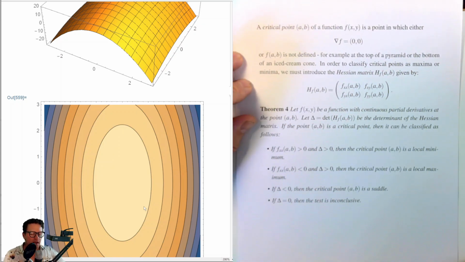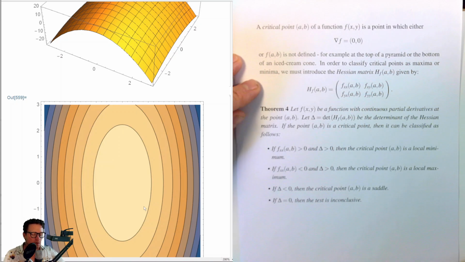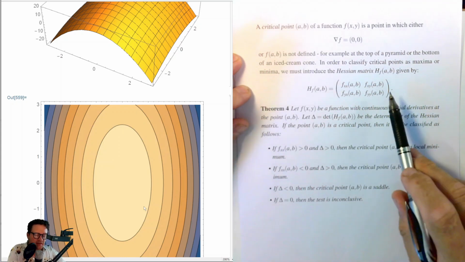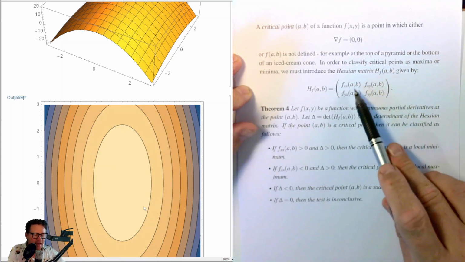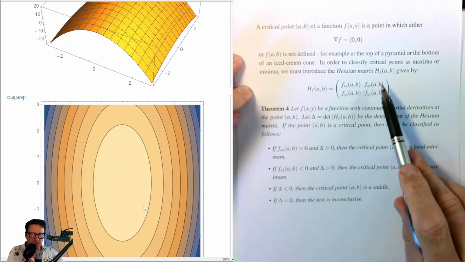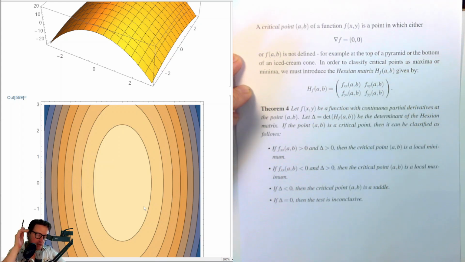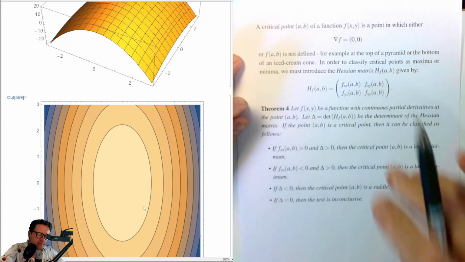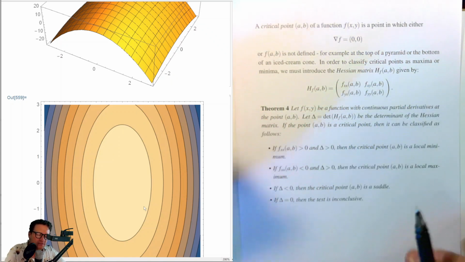In order to classify critical points as maxima or minima, we must introduce the Hessian matrix, which I call H subscript f at (a, b), or sometimes I just leave off the subscript. It's given by the matrix that has as elements those second order partial derivatives. Now the determinant of that is just this times this minus this times this. All right, and I'm calling that delta here.